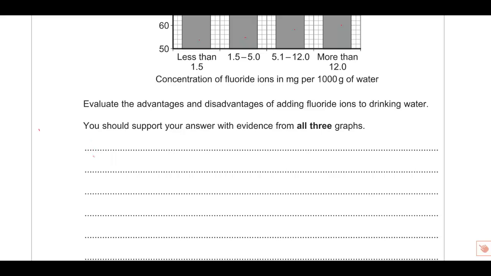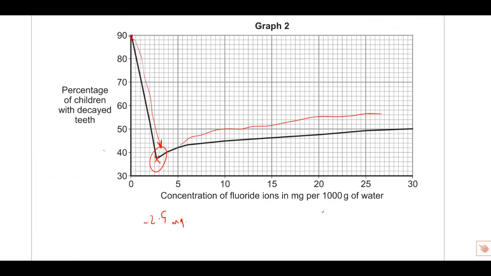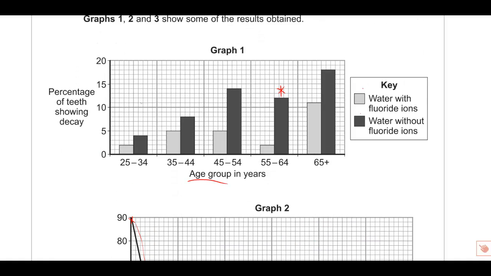So, evaluate advantages and disadvantages. Well, look at advantages first off. It's about sort of stating the points here. So advantages are that, this first graph, graph 1, shows that, and I'm not going to write this one down just to save a little bit of time because obviously we've been through it. Advantages would be that adding fluoride ions to water causes a decrease in percentage of teeth showing decay. Important thing here, this is the greatest region here, and by making those 2 points you're actually going to score yourself 2 marks, which is quite nice.